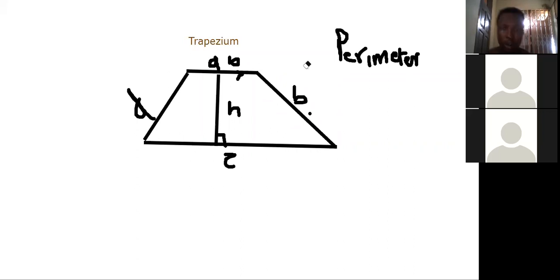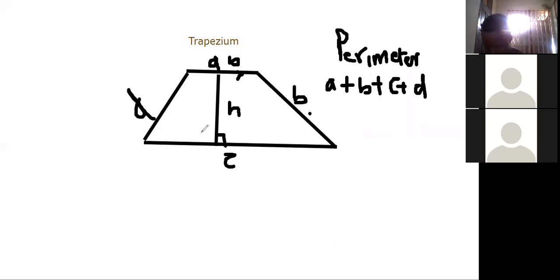So we are finding the perimeter of this. The perimeter is given by side A plus side B plus C plus D. That's when you're finding the perimeter of a trapezium. So you add all the lengths. Now, when you're finding the area of a trapezium, you know that the sides are not the same. They're all different.